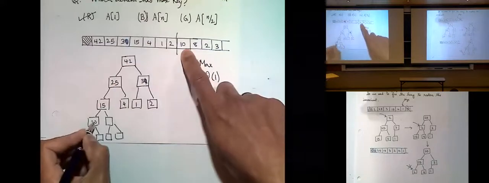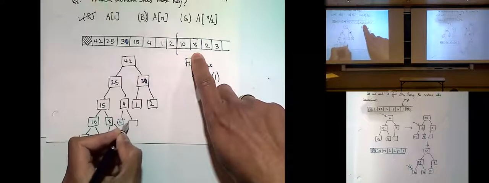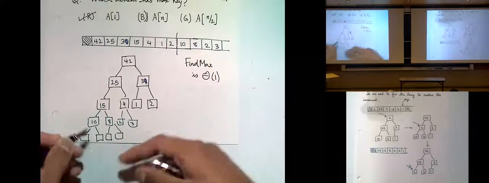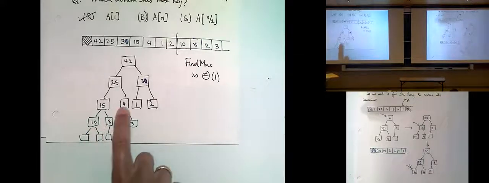The 10 is going to go there. The 8 goes there. The 2 will go here. And the 3 goes there. There is no filling up the children of 10 and 8 until all the children of the previous level get filled up.